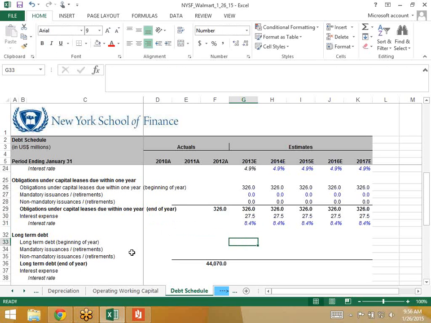Okay. Long-term debt. Long-term debt at the beginning of the year this year equals long-term debt from the year before. Mandatory issuances, just hard coding at 0. Doing alt equals. Copy everything to the right.